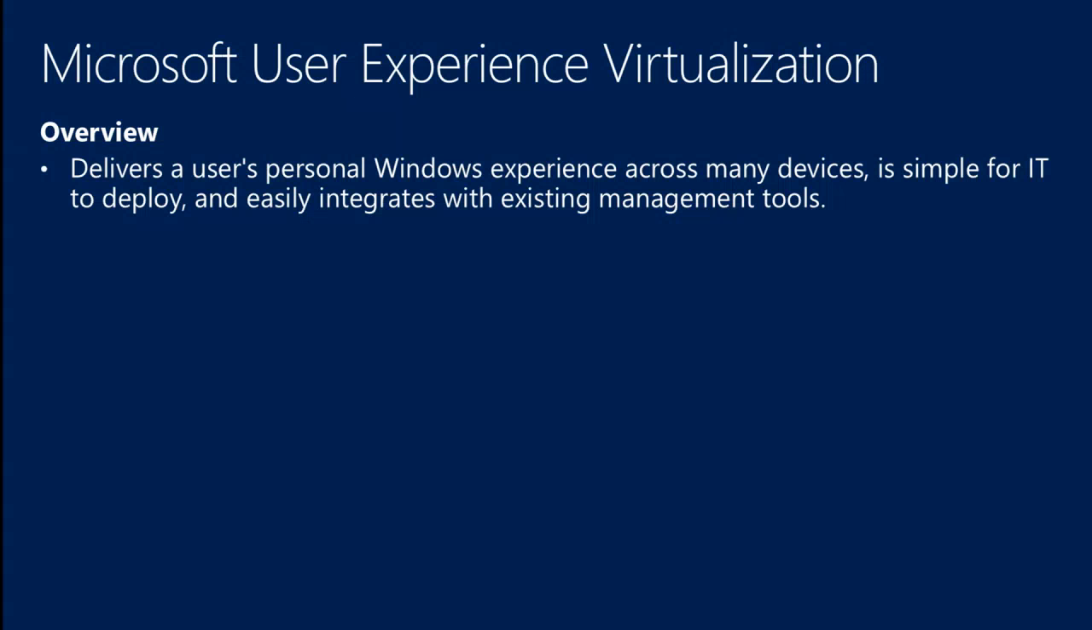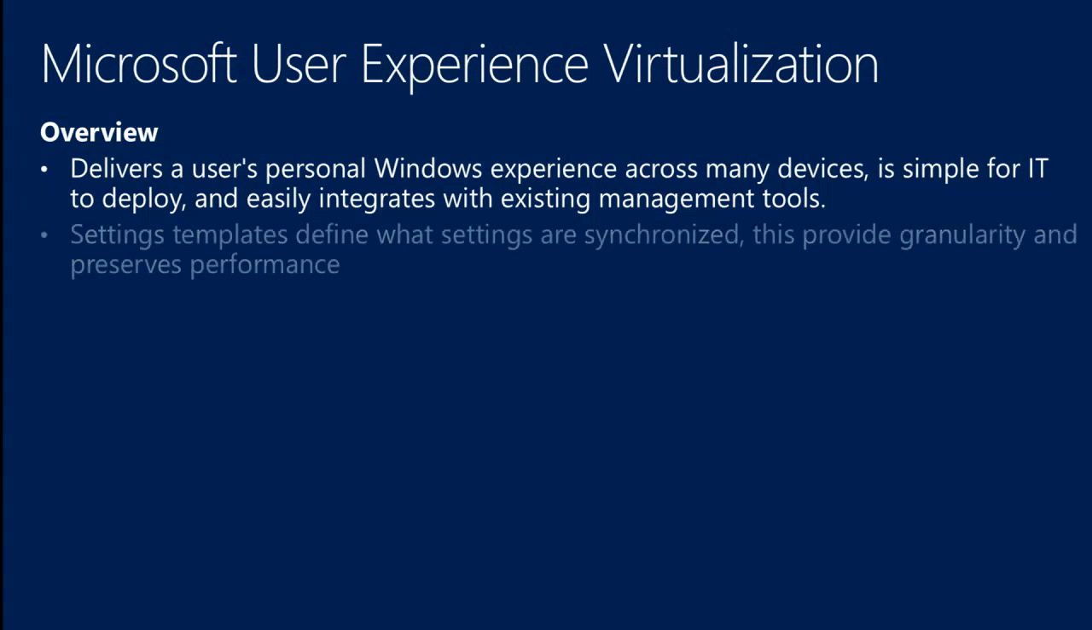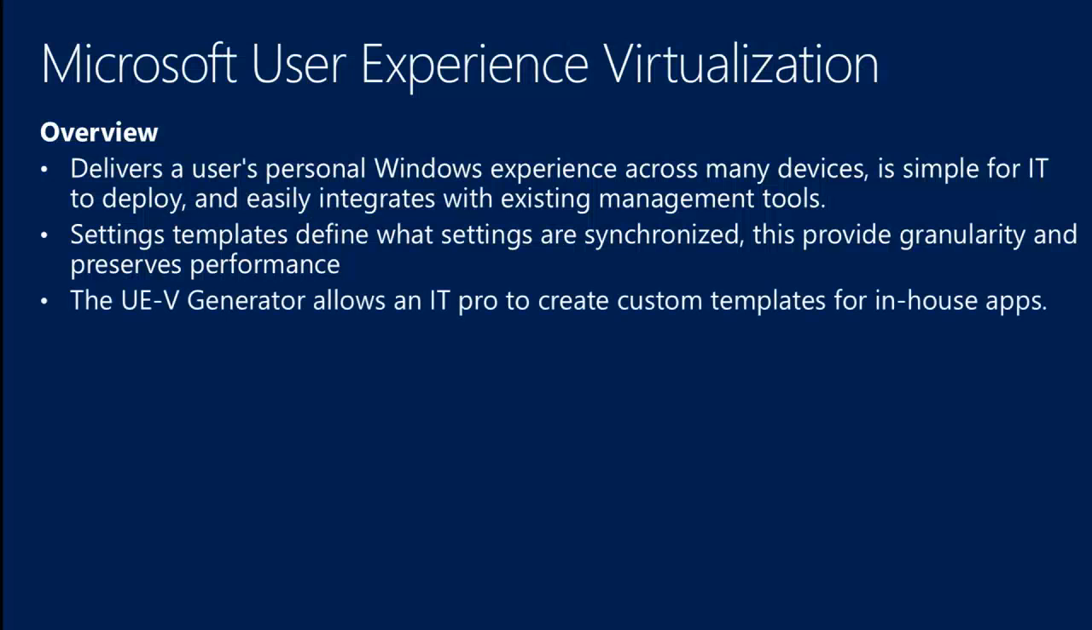But how do I maintain that consistent experience between those devices? UEV is a way you can do that. What it does is it defines settings templates that tell us which settings we should roam. These setting templates go on each machine, and if that template is there, we know that we're going to capture those settings and roam them up to a central location.